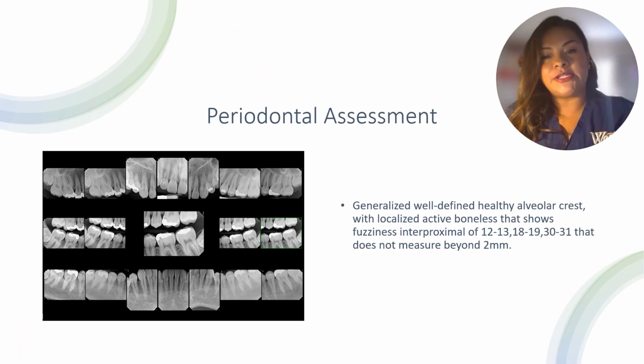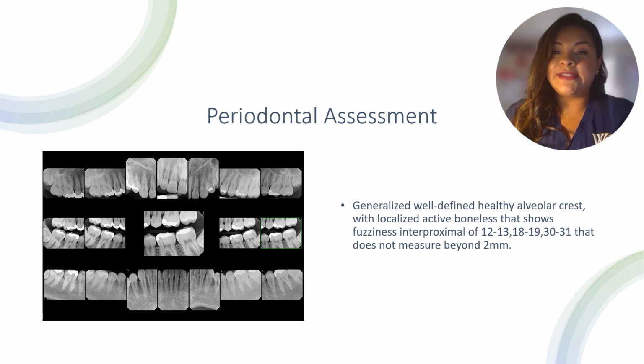He also presented with generalized, well-defined, healthy alveolar crest with localized active bone loss that shows fuzziness interproximal of teeth number 12 and 13, 18 and 19, 30 and 31, but this does not measure beyond the 2 millimeters.